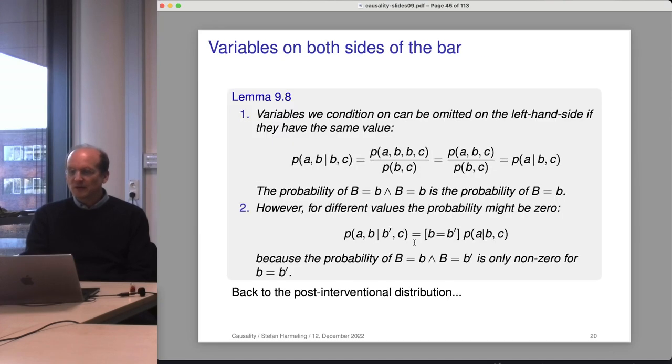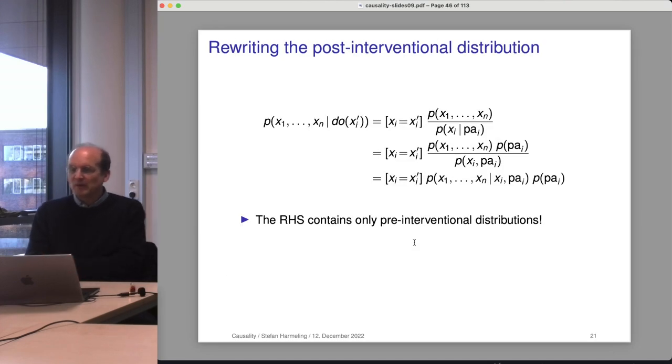Okay, so far so good. Let's get back to where we were. So this was the derivation from before, and now we know how to interpret this probability properly. So we can just omit xi and the parents of i. Now note, this is an expression that uses only pre-interventional distributions. So in a way, if we observe x1 to xn, and if we have the joint distribution available, then we can calculate here the thing with the do operator. So that's possible by using this expression.